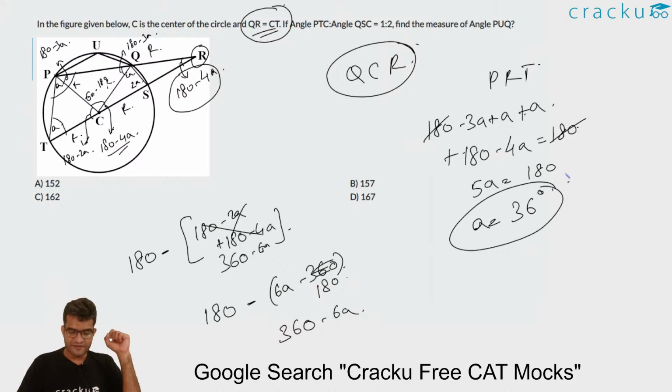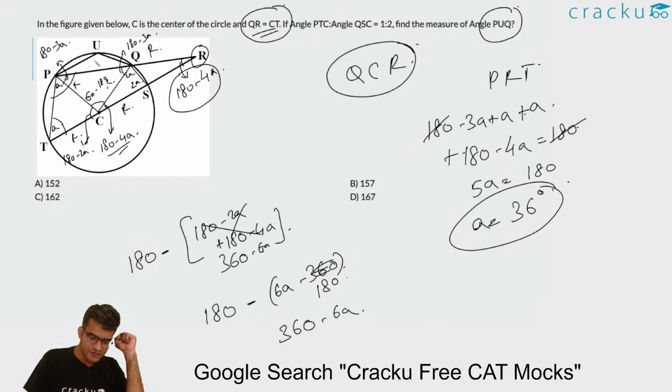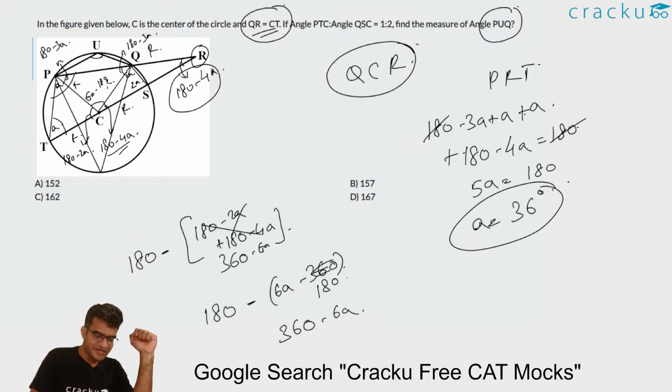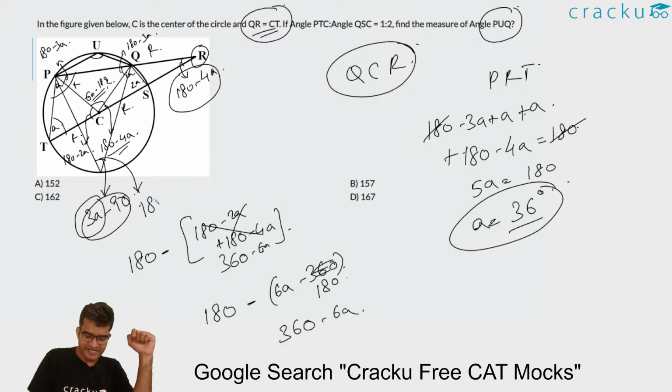Once we know the value of a, what are we required to calculate? We are required to calculate the value of angle PUQ, this one. How do we calculate it? If you draw a line over here, to figure out the angle subtended by the chord PQ at the circumference, we know the angle it is subtending at the center. This is equal to 6a minus 180 degrees. So the angle it subtends at the circumference will be half of it, which is 3a minus 90. A is equal to 36 degrees, so 3a will be 108. 3a minus 90, this angle will be equal to 108 minus 90, which is 18 degrees.